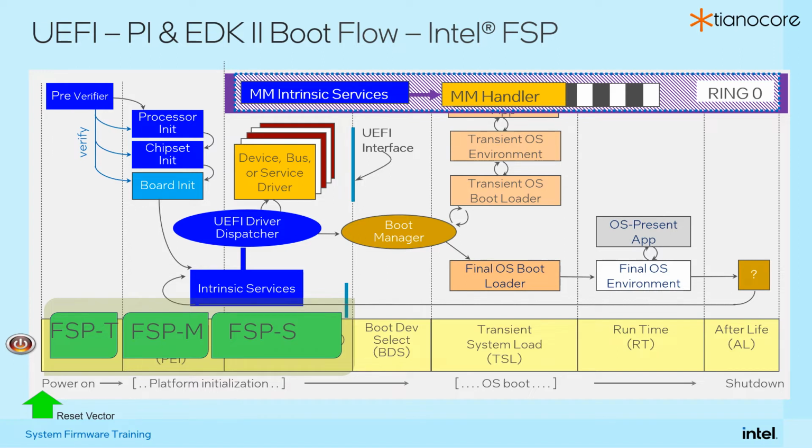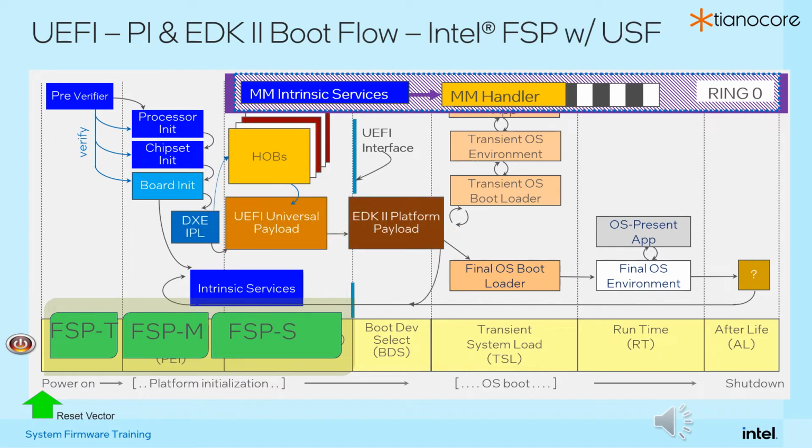This is the current way UEFI EDK2 platforms will interface with the Intel FSP. So now let's look at the same boot flow chart with USF. You will still have the interfaces to FSP as before, and this interface will work the same way as the FSP specification. However, the difference for USF is that instead of calling the huge DXE phase, with the USF implementation there will be a call to the entry point of the universal payload passing the hand-off blocks, HOB, as an input to the universal payload.